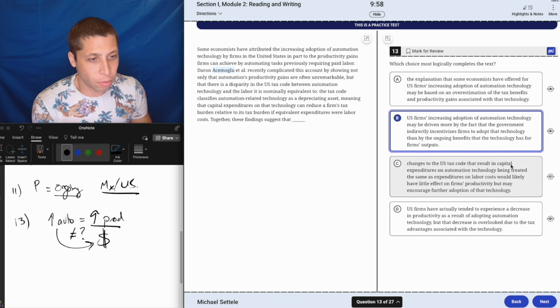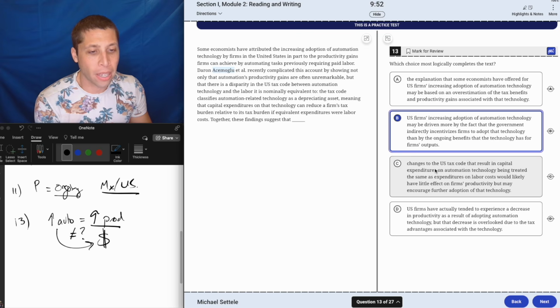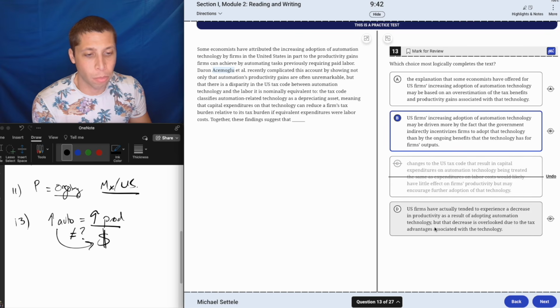Changes to the U.S. tax code that result in capital expenditures and automation technology being treated the same as expenditures and labor costs would likely have little effect on firms' productivity, but may encourage further adoption of the technology. No, we're trying to say that there's a difference between labor and automation. So I don't think that's right. U.S. firms have actually tended to experience a decrease in productivity. No. No, they don't say a decrease.